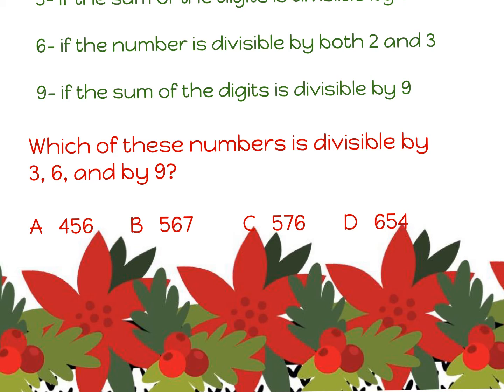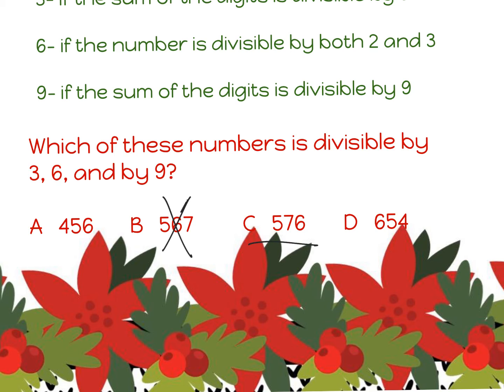Okay. B because 5 plus 6 is 11, plus 7 is 18, and that's divisible by 3 and 6 and 9. But hold on. It is divisible by 3 and 9, but it's not even, so it can't be divisible by 6. We're close. Okay, so it's not this one.